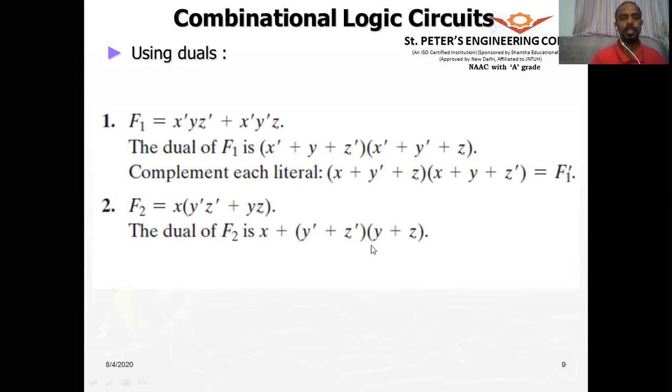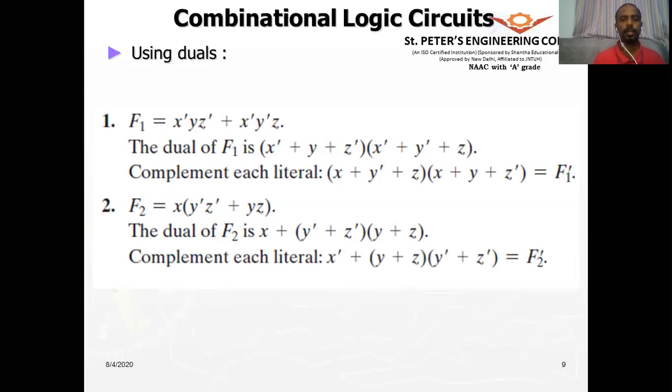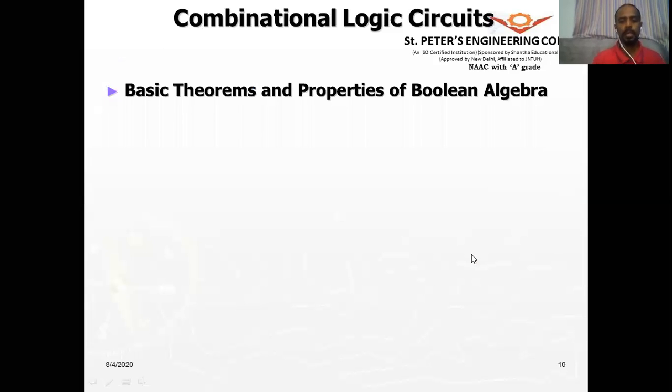Now the next step is to take the complement of each literal. Literals means each variable here. So when you take the complement, we get x complement, y double complement is equal to y, z double complement is equal to z, and y complement and z complement. So that is another alternate way of taking the complements.